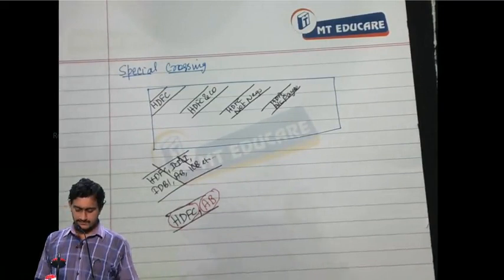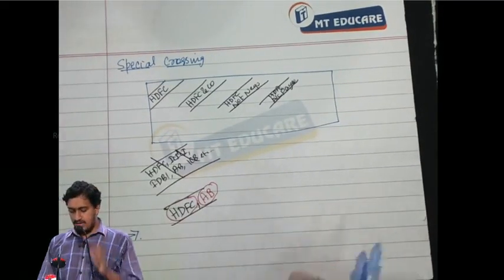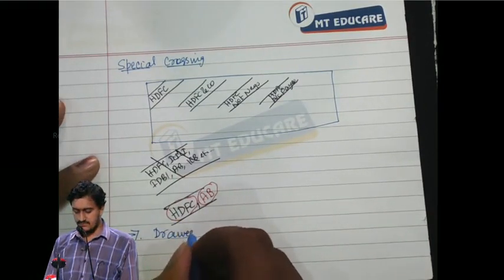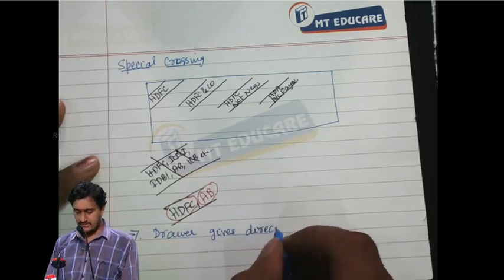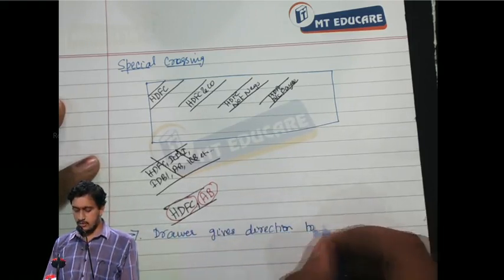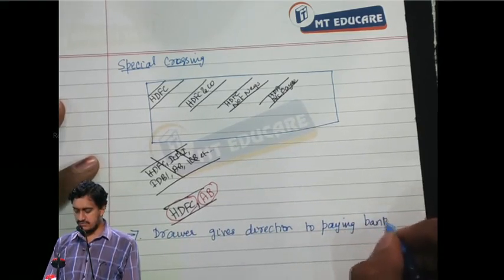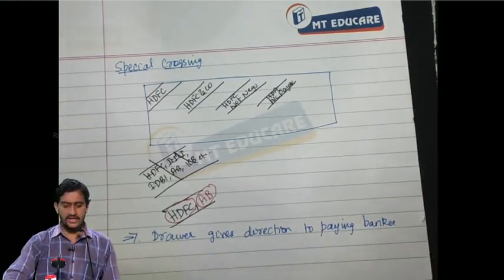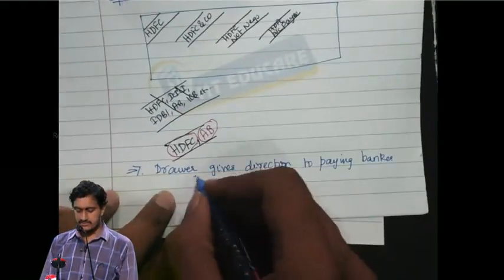So what is a special crossing? In a special crossing, the drawer gives direction to the paying banker. Don't write, I'll give you time to write. The drawer is giving a direction to the paying banker. What direction is the drawer giving to the paying banker?